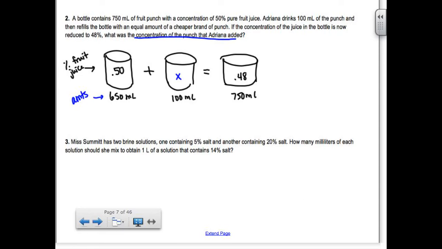All right, so that's what we're doing to set up the equation. We're saying we had 0.50 times 650. Oops, not 620, 650. That's going to be the amount of actual fruit juice we have, plus 100 times X equals 0.48 times 750. So this equation is telling you the amount of fruit juice. So you have a certain amount of fruit juice plus another amount, and it equals the total amount. All right, so go ahead and multiply out and solve.